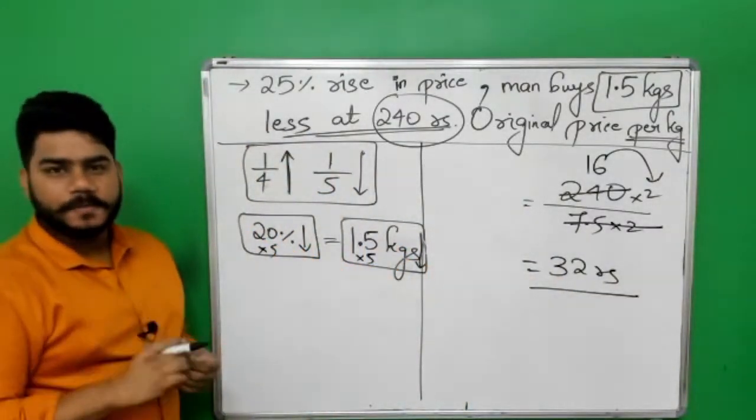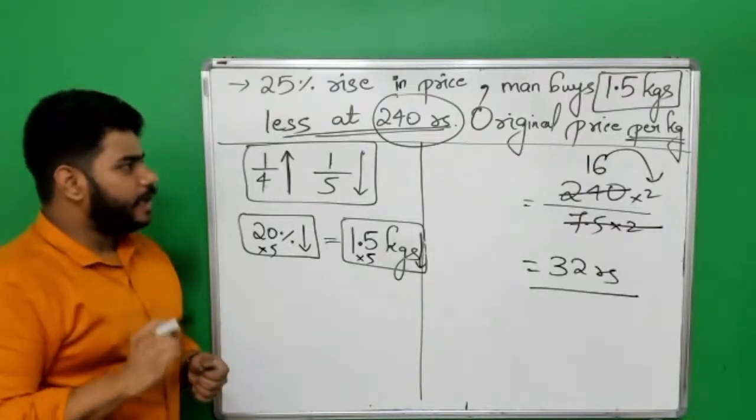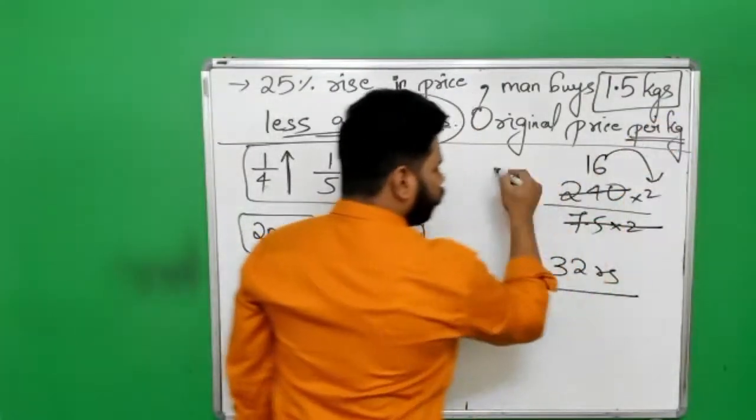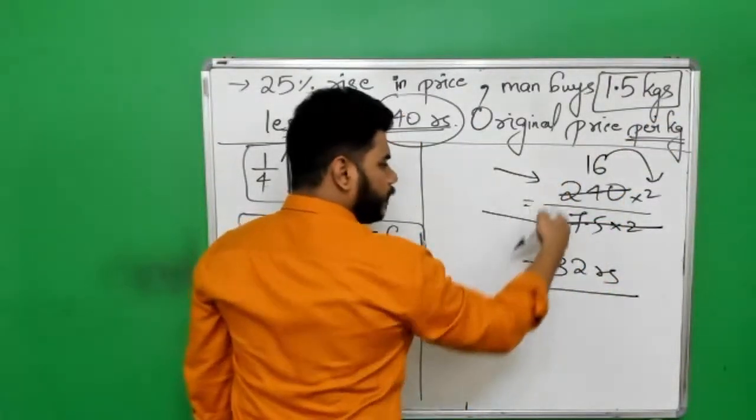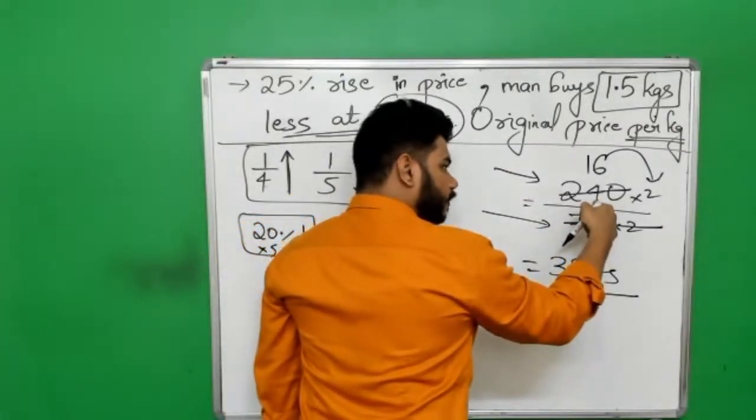I hope the concept is clear, all of you. So I explain again. If I want to find the price per kg, total amount divided by total kg will give me the price per kg. I got to know the total amount is 240.